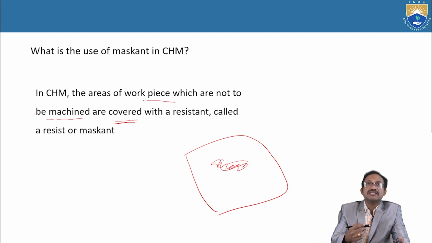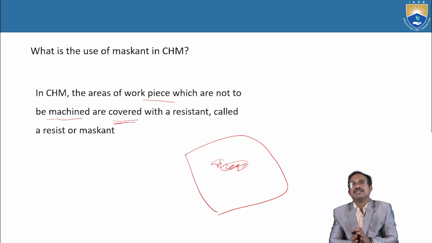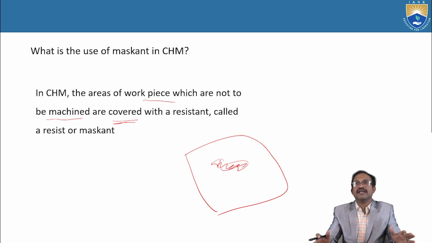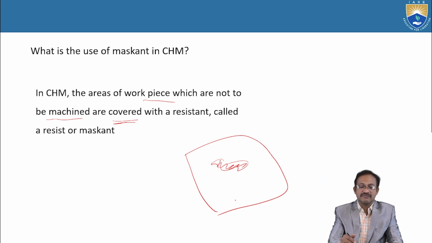Maskant is a template that stops the machining, that avoids the machining. Let us say this is the workpiece. We do not want to machine in this particular area, so we have to provide a template there, and the machining will not take place. In the rest of the area of that surface, the machining will take place because of the chemical action.